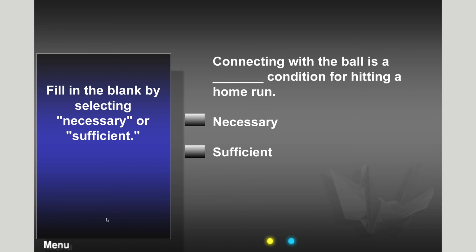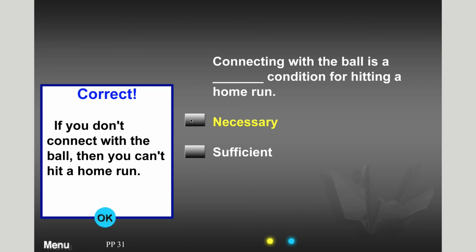So here's another practice problem. Connecting with the ball is a necessary or sufficient condition for hitting a home run. Is it all that is needed for hitting a home run, which would be sufficient? Or is it necessary, meaning it's the least you would need to be able to do? If you don't connect with the ball, then you can't hit a home run.